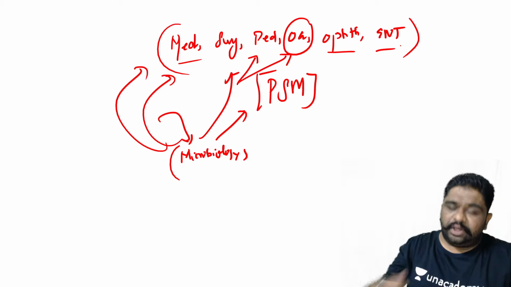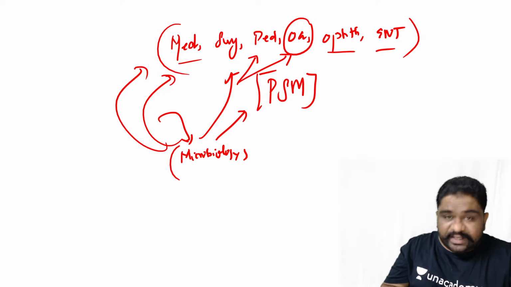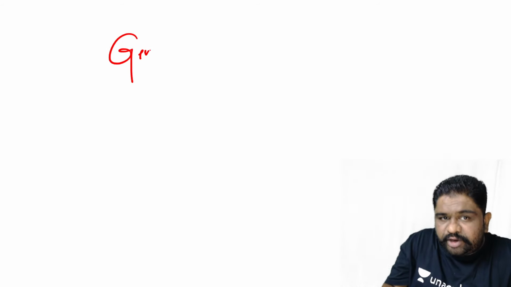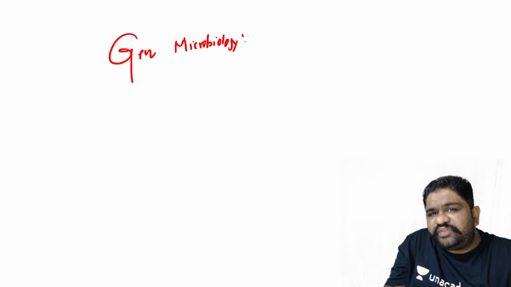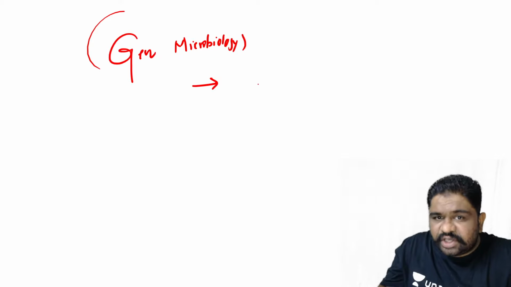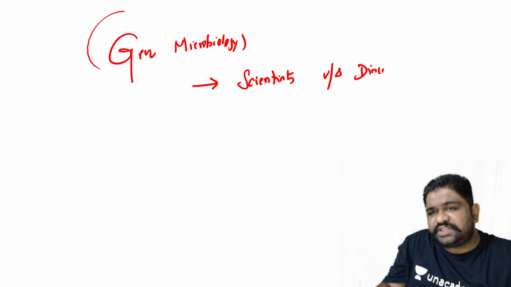All things are possible. So whatever I'm going to tell you now about the most important topics are completely based on how these kind of topics should be selected by you. So let's begin with the concept of general microbiology. In general microbiology, what are the things that you are not supposed to forget at all? First thing is you have to know the scientists versus discovery.